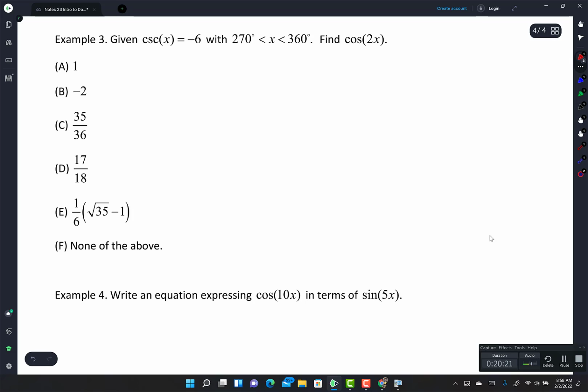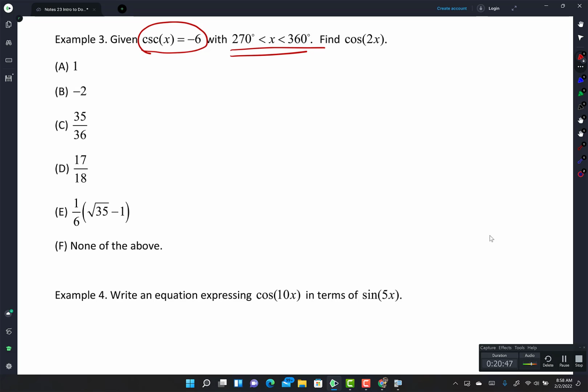Anyways, let's do this real quick. So example 3. Cosecant is -6 and angle x is between 270 and 360. At the moment, it's not important where it is. It is going to be important for half angles. But for double angles, you don't care. What is cosine 2x? So here we go. You guys ready? Cosecant is the reciprocal of which one?